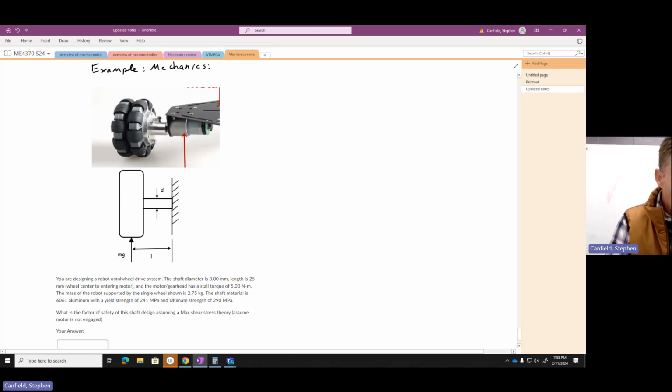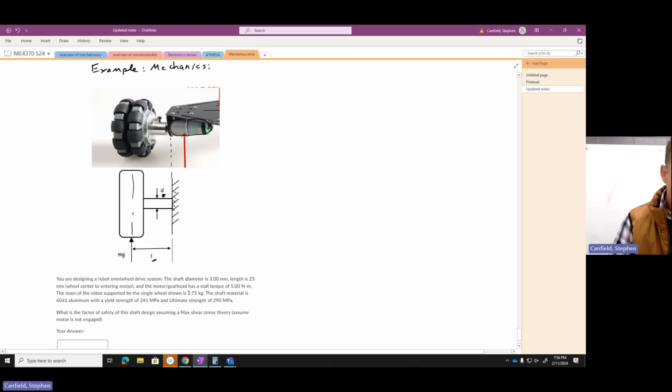Read the question. It says you are designing a robot omni-wheel drive system. The shaft diameter is 3 millimeters. Looks like that's the shaft diameter. The length is 25 millimeters. Looks like that's the length from the wheel center, here's the center line, to entering the motor. Let's see, the motor gear head is here. So it looks like I'm fixing the motor. I'm fixing that to ground.